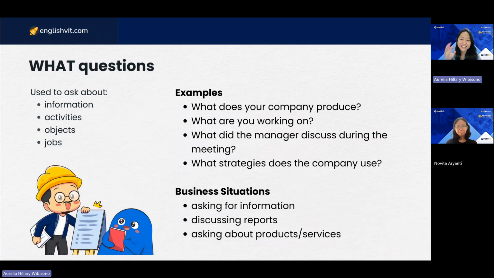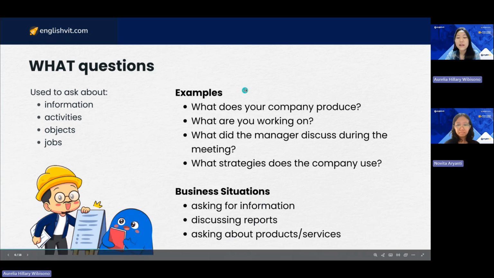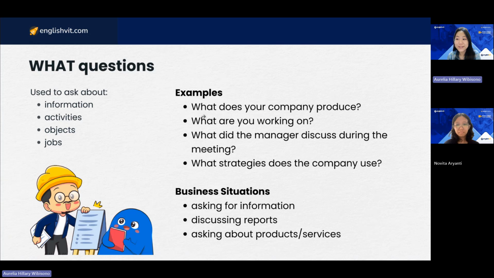Now let's see the examples given in the PPT. Starting with what questions, used to ask about information, activities, objects, and jobs. Now I want you to answer the example questions right here, so you are not only asking but also answering. Let me ask you the question and then try to give me an answer. You can make up the story. Don't worry, just think that you have a business. What questions for business situations ask for information, discuss reports, or ask about products or services. Starting from number one, what does your company produce?